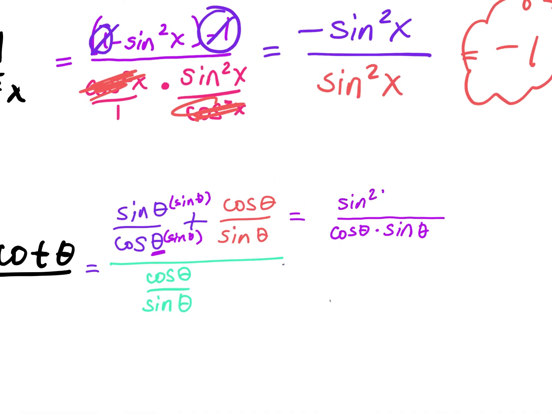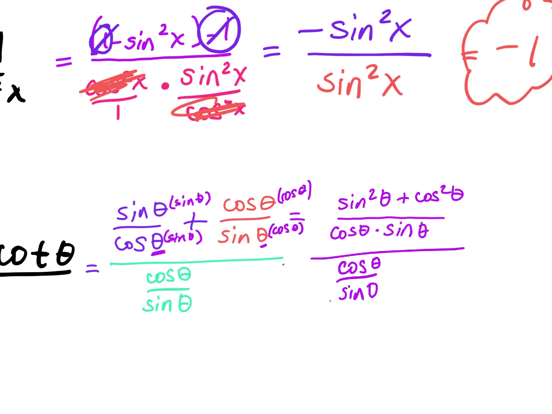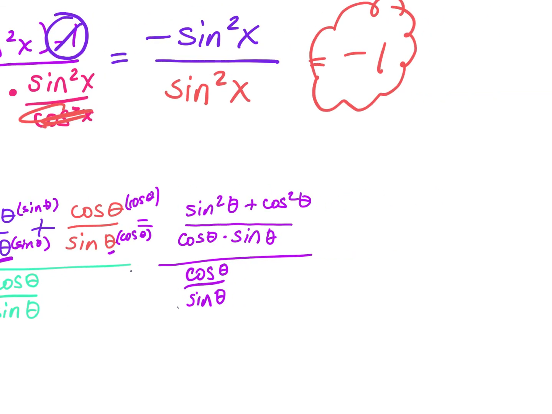Perfect, sine squared theta. This one has the sine, it needs the cosine. So what does that give me? Cosine squared theta. And we're still over cosine sine. Just leave that still hanging out now. Does anybody notice anything right here?